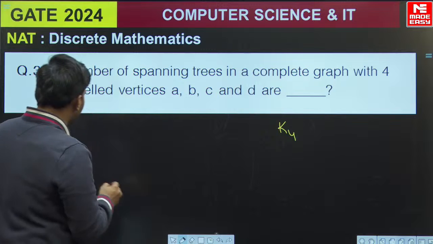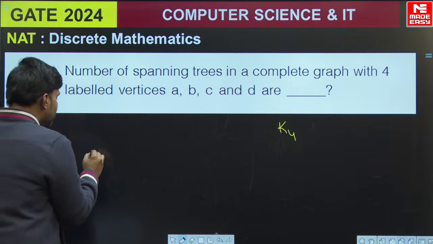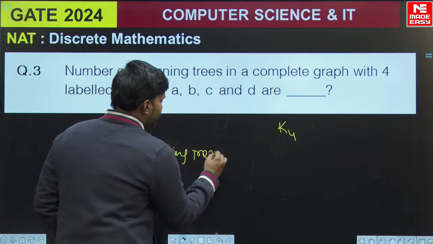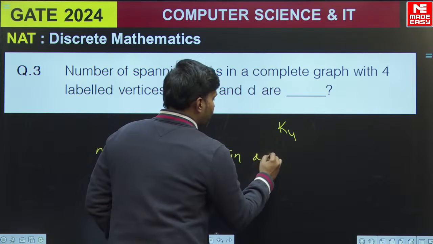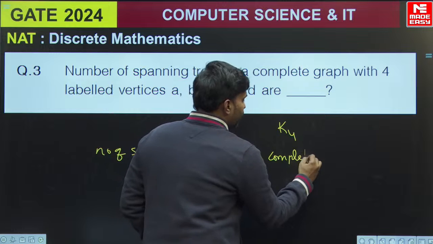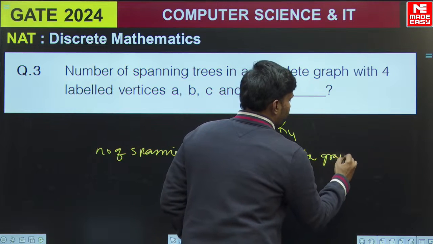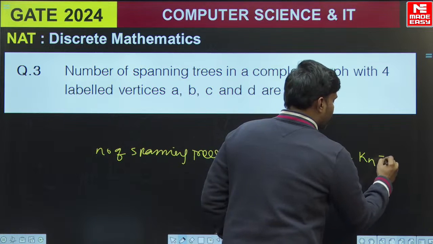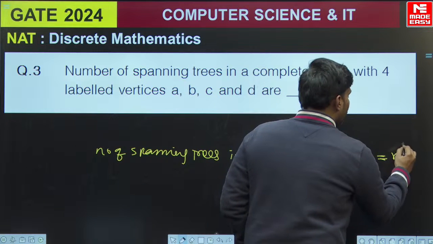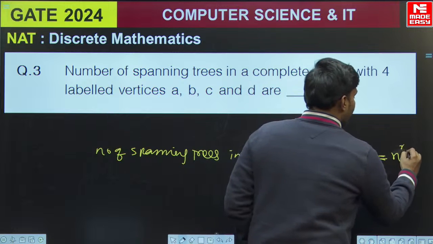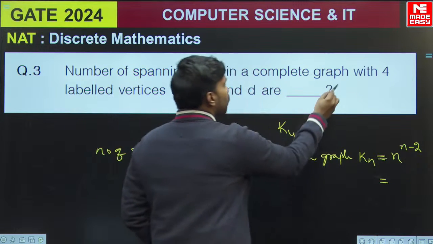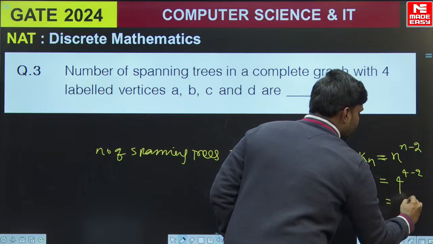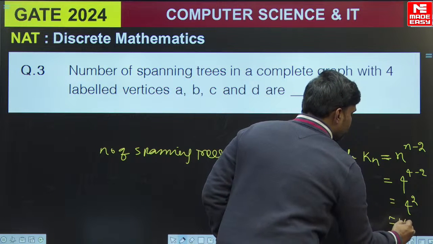But directly बेटा no need to waste any time here. See, the number of spanning trees in a complete graph Kn is equal to what? It is equal to n to the power of n minus 2 here. So here n is given as 4 here. So that is 4 to the power of 4 minus 2. So that is 4 square. So that is 16 you are going to get.